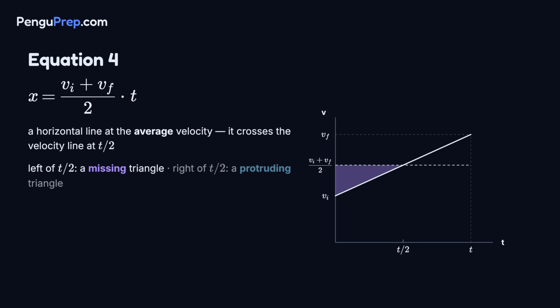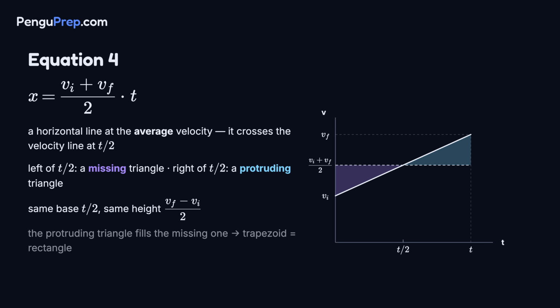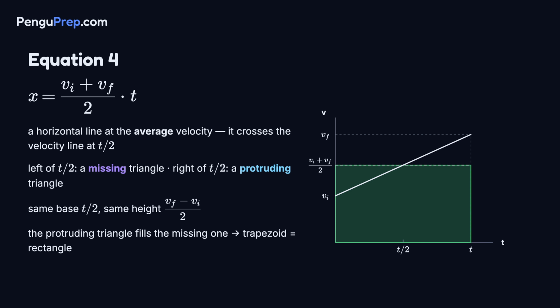And to the right of t over 2, the trapezoid protrudes above the rectangle by a triangle. These two triangles have the same base, t over 2, and the same height, (vf minus vi) over 2. So the protruding triangle exactly fills in the area of the missing triangle, which means that the area of the trapezoid is equal to the area of the rectangle.